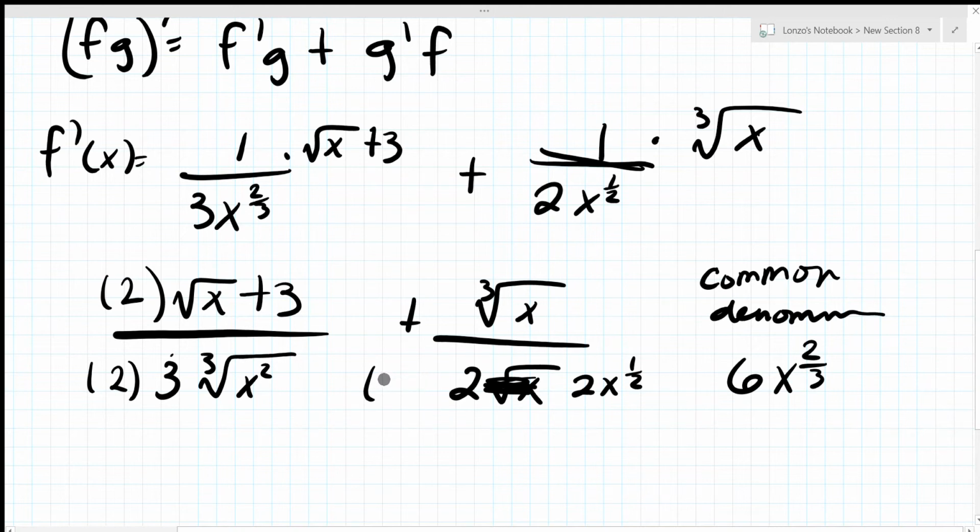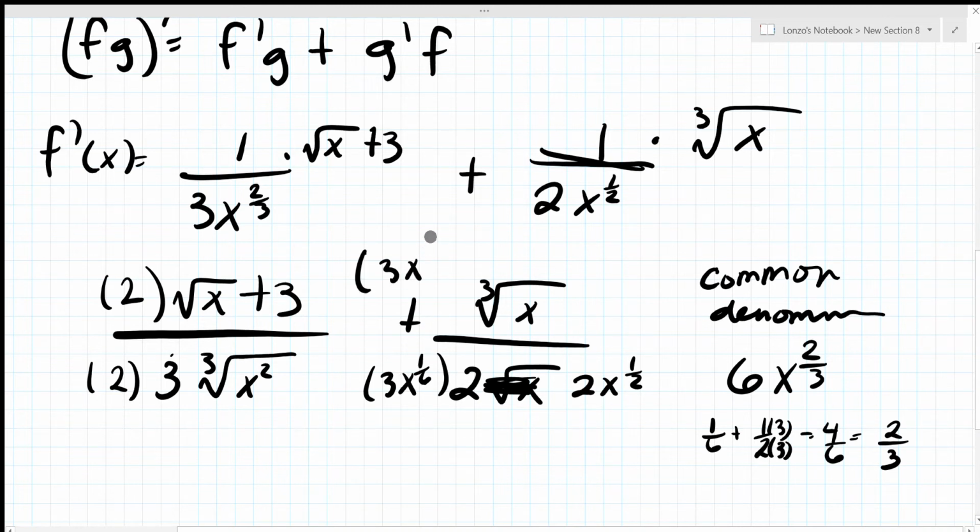3x to the 1/6. Because remember, when you're multiplying powers, you're really adding. So it's like saying 1/6 plus 1/2. That's going to be 3 times 3. This is going to be 4/6, and when that reduces, it's 2/3. So that's why I'm multiplying this by x to the 1/6, and then I'm multiplying this by 3 to get 6. So multiply this by 3x to the 1/6.